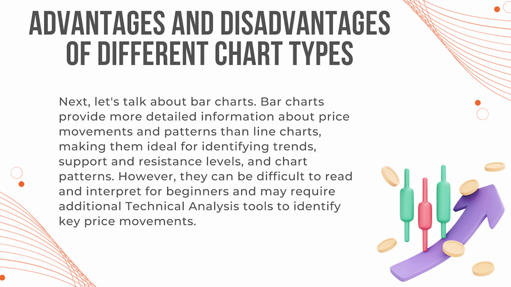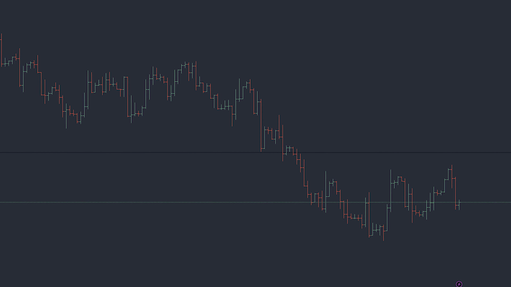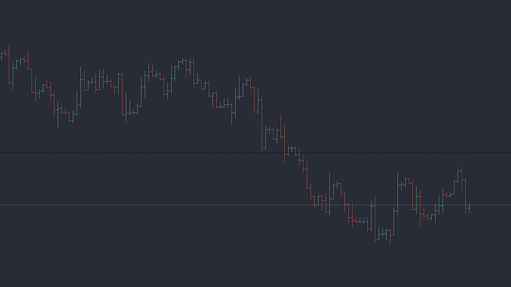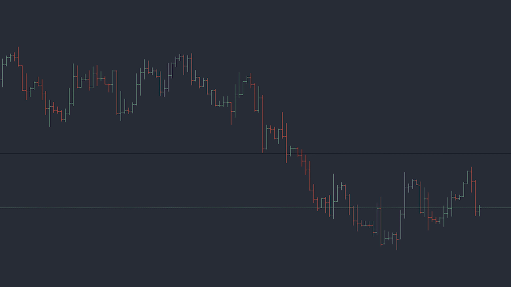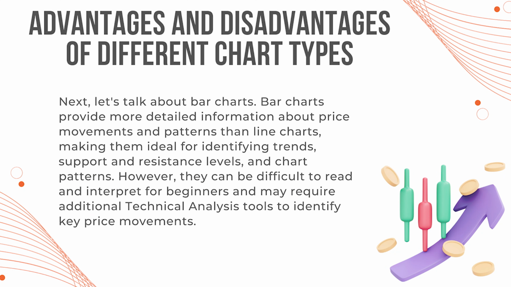Next, let's talk about bar charts. Bar charts provide more detailed information about price movements and patterns than line charts, making them ideal for identifying trends, support and resistance levels, and chart patterns. However, they can be difficult to read and interpret for beginners and may require additional technical analysis tools to identify key price movements. Finally, let's discuss candlestick charts.